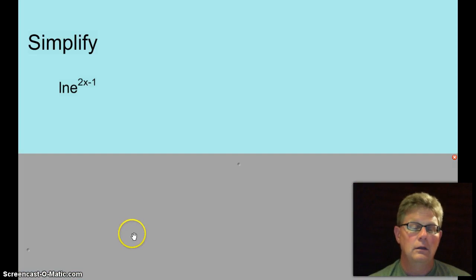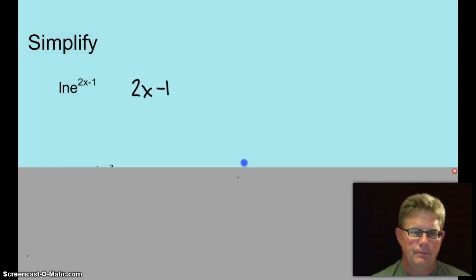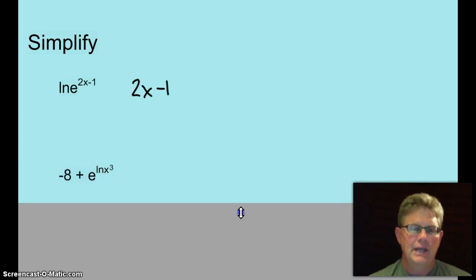Alright, natural logarithm and e, they are inverse functions, so they undo each other. The ln of e to the 2x minus 1 power, simply 2x minus 1. Negative 8 plus e to the ln of x cubed. Again, e raised to an ln power. These two things undo each other, and your simplification is negative 8 plus x cubed.